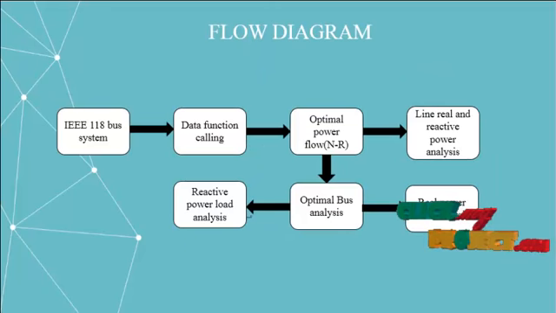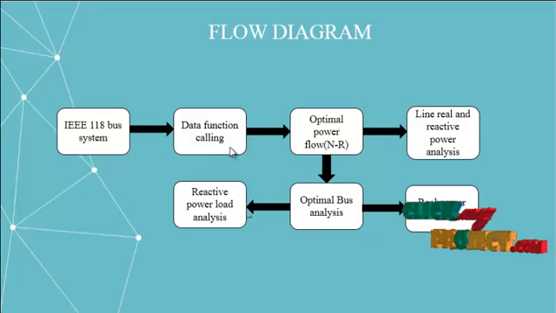Next we are going to discuss the flow diagram of the product. First we see the IEEE 118 bus system. This bus system has different types of data, like bus data, line data, generator data and load data. We import different types of data, like voltage profile, voltage magnitude and voltage angle, and real power generation and reactive power generation, for the IEEE 118 bus system data. This bus system is passed to the data function calling block. This takes the specific values from the voltage profile or current magnitude or voltage magnitude.